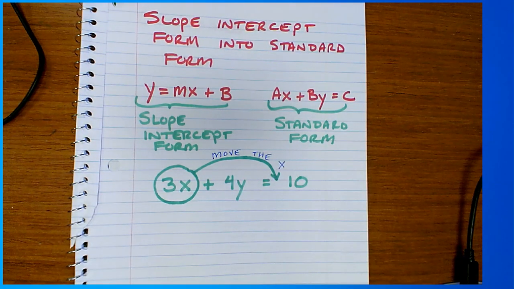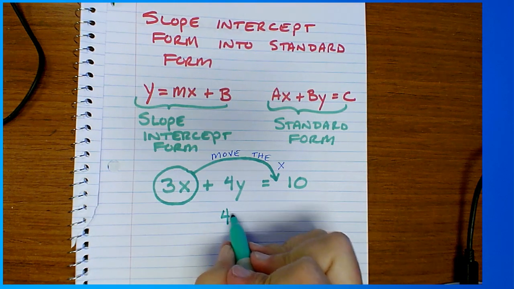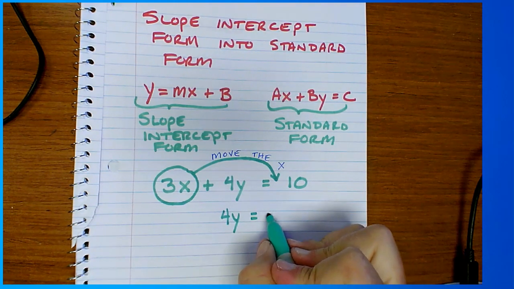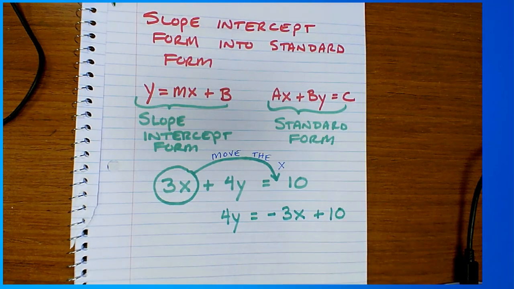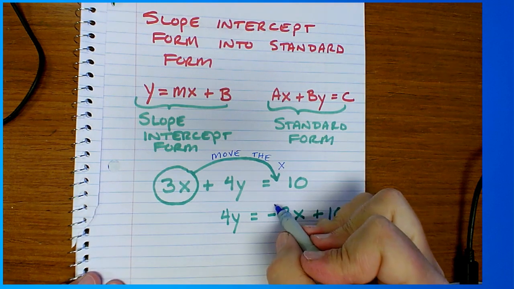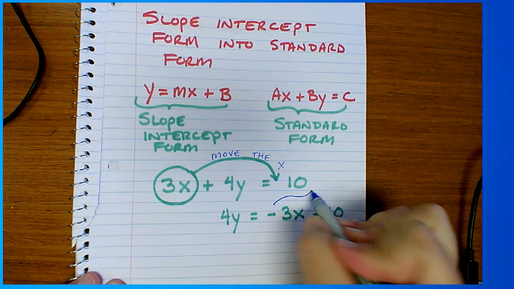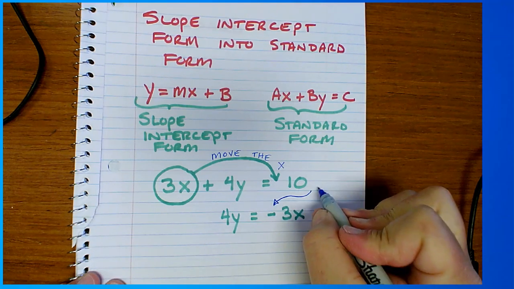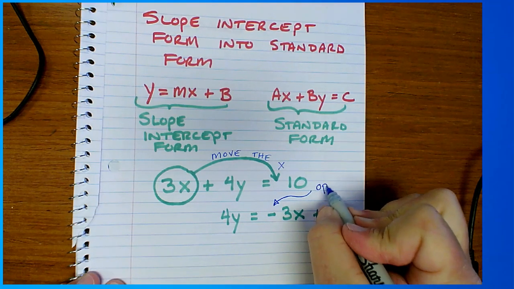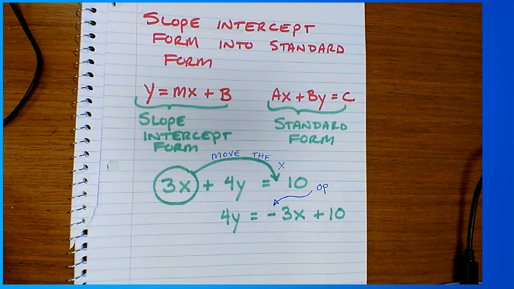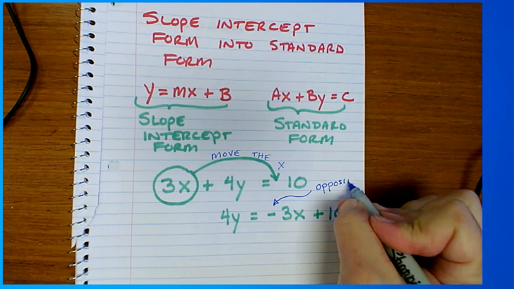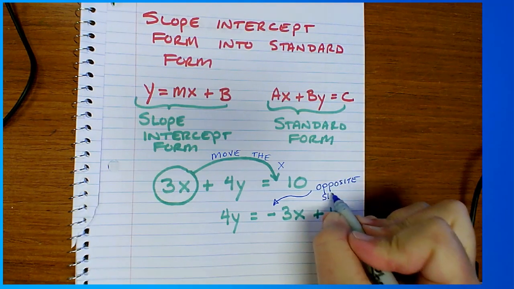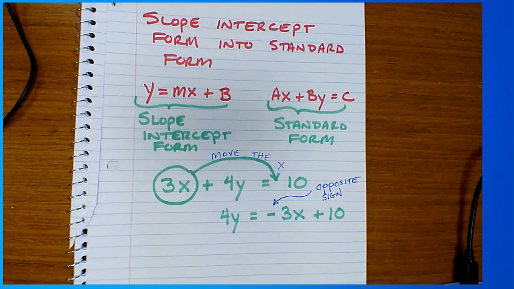What I have after moving the x is this. I have 4y equals, ready? Negative 3x plus 10. Notice that it became a negative. It became the opposite. I call this a move the x. I'm going to do another move the x.